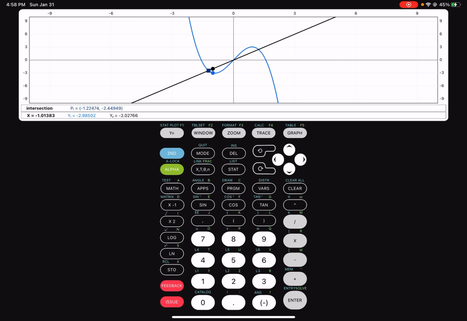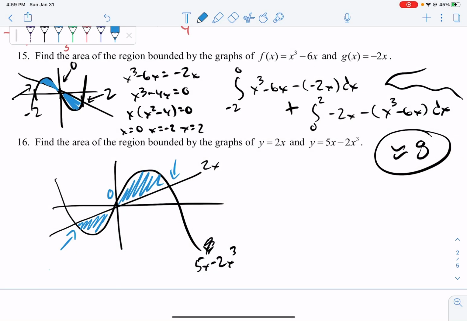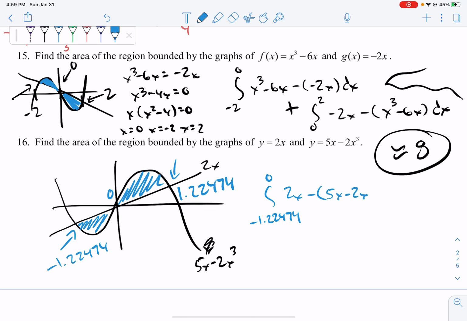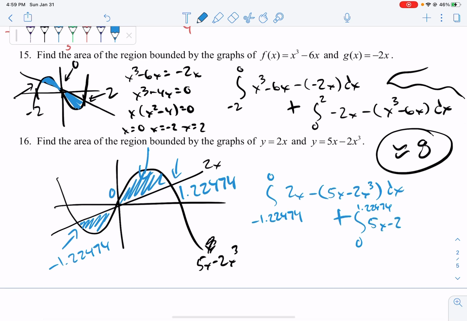So it tells me not a nice number. What is that? Negative 1.22474, which means this is going to be positive 1.22474. So I am integrating from negative 1.22474 to 0. My top curve this time is the 2x minus my bottom curve, which is 5x minus 2x cubed dx. But then I have to add my second region, which goes from 0 to 1.22474. This time, my 5x minus 2x cubed is on top, and I'm going to minus the 2x.